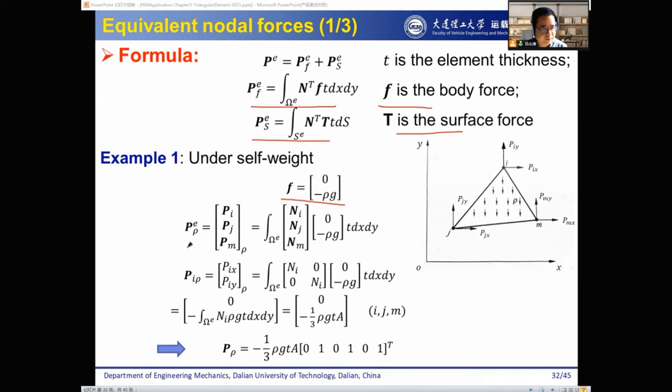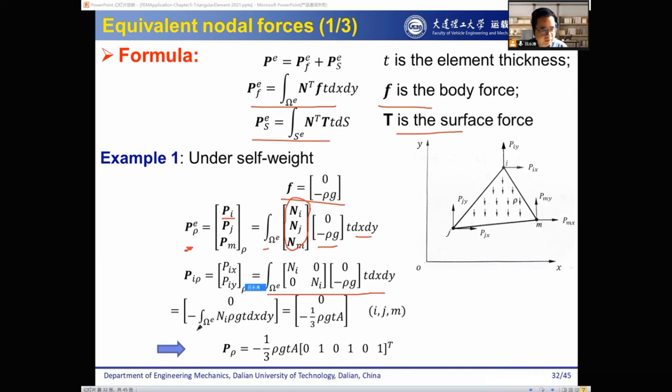So we use the formula. Okay, we use the formula. So this is our body force, and this is the shape function for the triangular element. Then we do the integration over the triangular area, and then we calculate one by one. First we calculate Pi, okay.